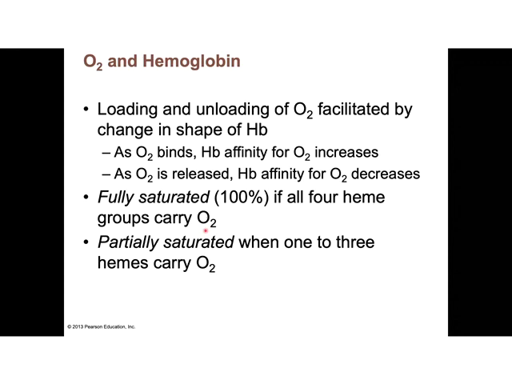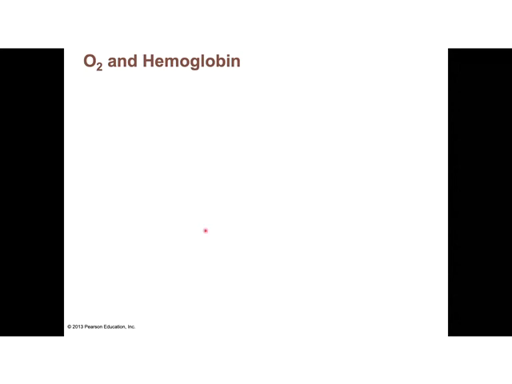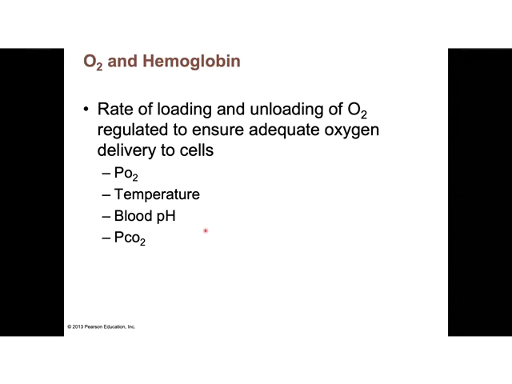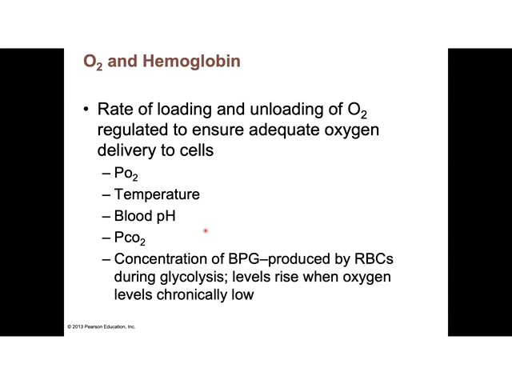Hemoglobin is fully saturated if all 4 heme groups are oxygenated, and partially saturated if that's not the case, when we have 3 or fewer. The rate of loading and unloading of oxygen is regulated by the gradient of oxygen, the temperature of the body, the pH, and the concentration of CO2, as well as the concentration of bisphosphoglycerate, which is generated during glycolysis and rises when oxygen levels are low.